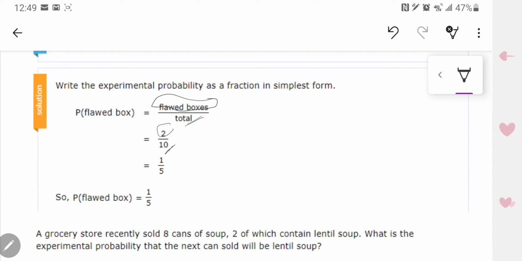Make sure you reduce. You can either just know how to reduce a fraction. They're both divisible by 2. Or you can just Google reduce 2 over 10 and it'll reduce it for you.